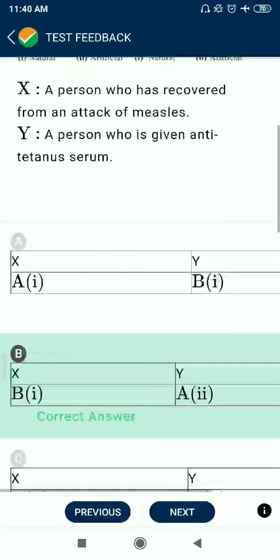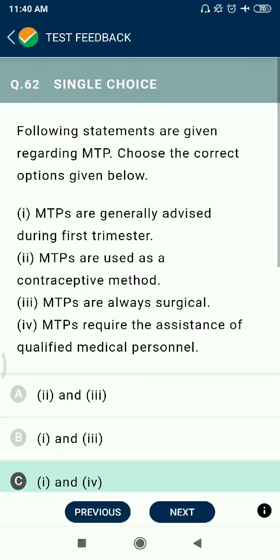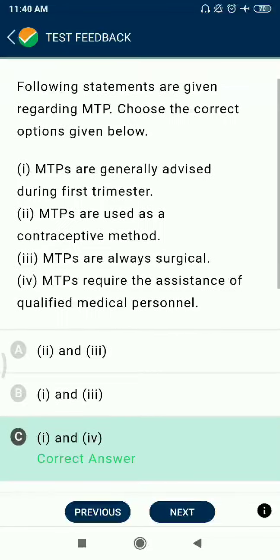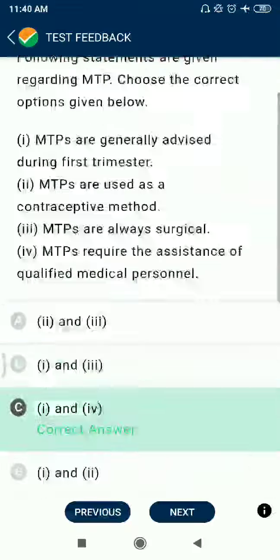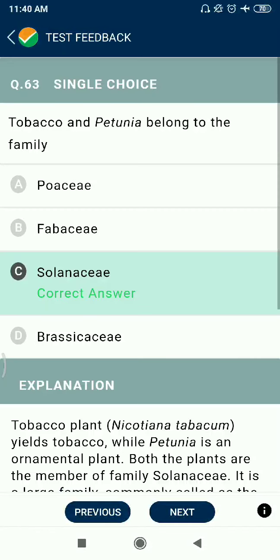Question 62. Choose the correct statement according to MTP. MTPs are generally advised during the first trimester. Okay. MTPs are used as the contraceptive method. No. MTPs are always surgical. No, not always surgical. MTPs require the assistance of the qualified medical professionals. Okay.